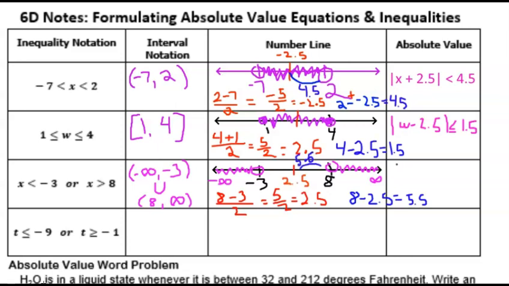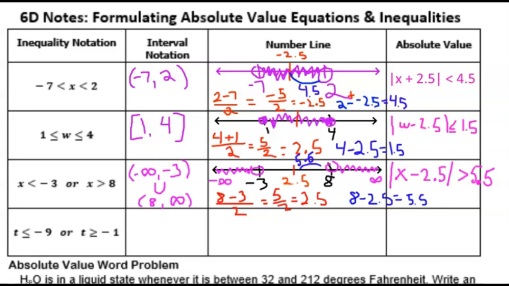So we can write our absolute value inequality. Absolute value of x minus 2.5 is greater than our distance, 5.5. Now we put greater than right here because it's an or. We would put less than for and when the variable's in the middle.